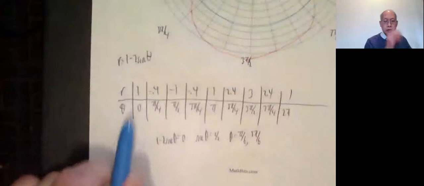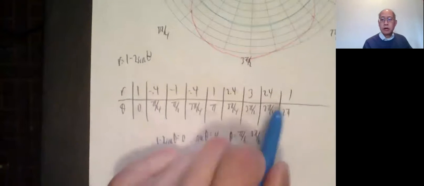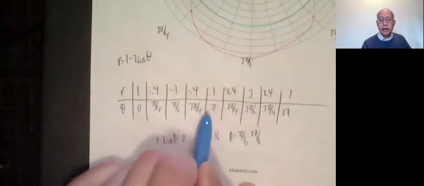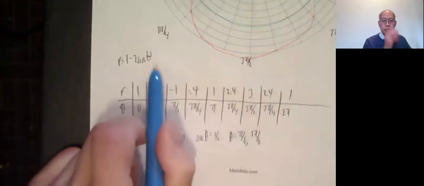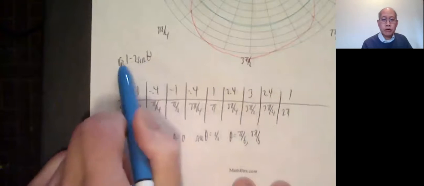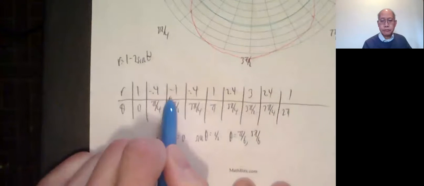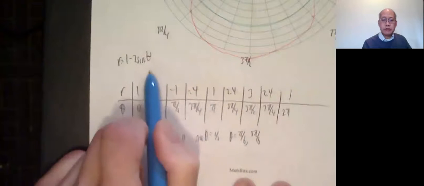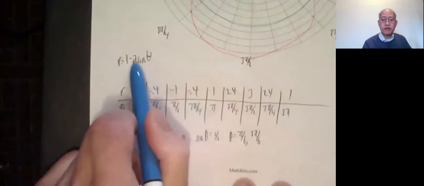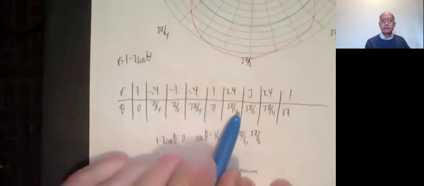Little table. If I plug in 0, I have 1, also at 2 pi, and also at pi. Plug in pi over 2. Sine of pi over 2 is 1. 1 minus 2 is negative 1. Plug in 3 pi over 2. Sine of 3 pi over 2 is negative 1. Negative 1 times negative 2 is 2. 1 plus 2 is 3.